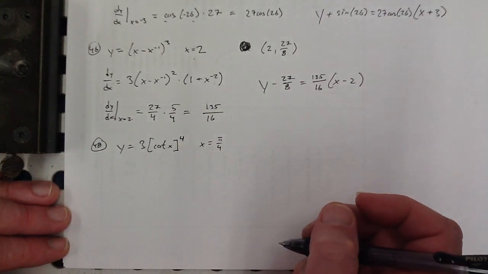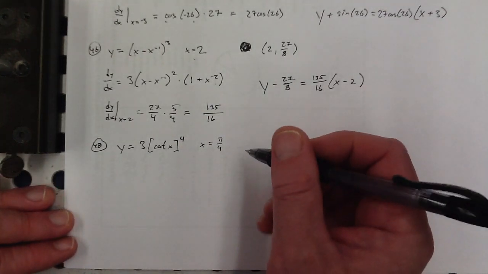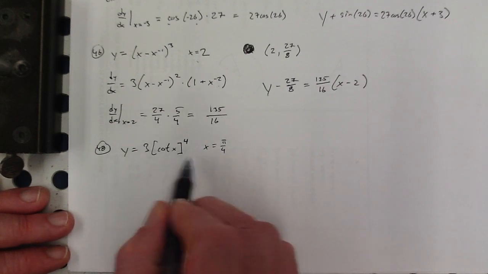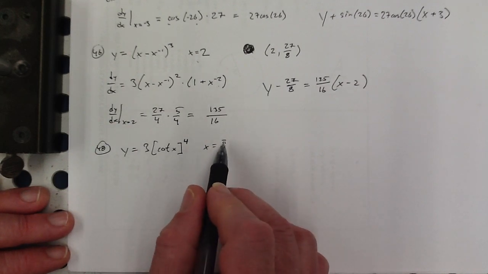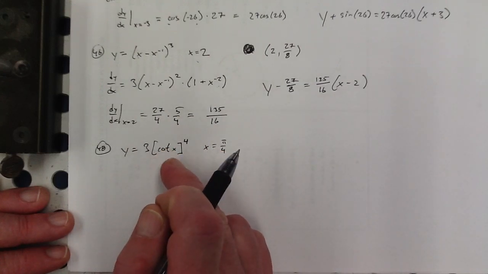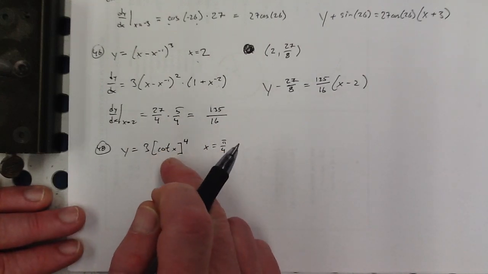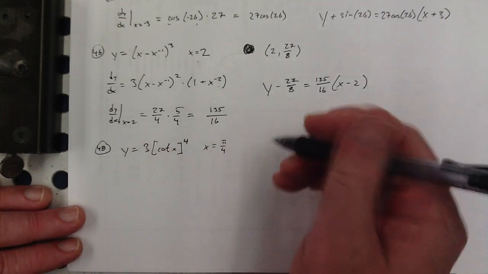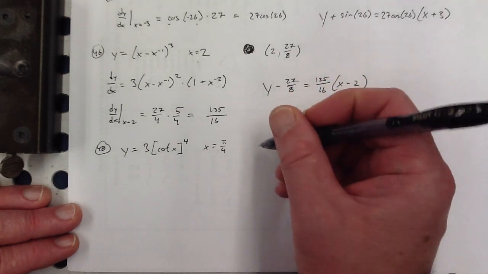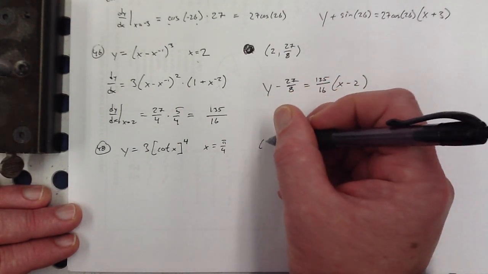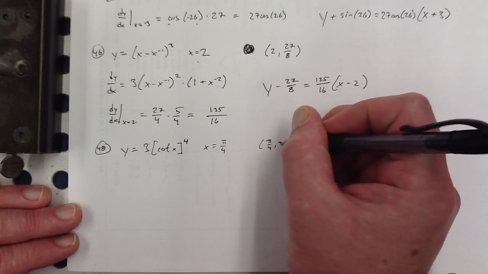Okay, can we evaluate this without a calculator? Well, let's see. Cotangent is tangent upside down. What's the tangent of pi over 4? That's just 1. So the cotangent would be that flipped upside down, which is still just 1, to the 4th power, still just 1, times 3. So my point is pi over 4 comma 3.